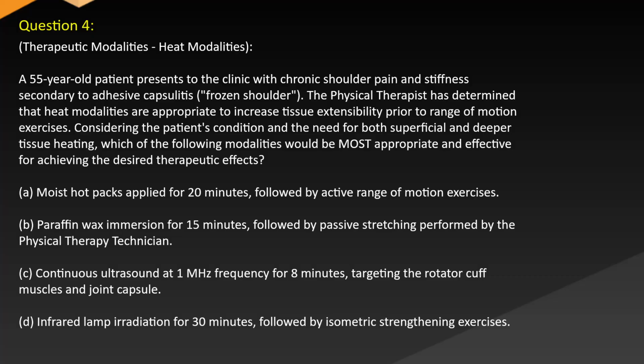A. Moist hot packs applied for 20 minutes, followed by active range of motion exercises. B. Paraffin wax immersion for 15 minutes, followed by passive stretching performed by the physical therapy technician. C. Continuous ultrasound at 1 MHz frequency for 8 minutes, targeting the rotator cuff muscles and joint capsule. D. Infrared lamp irradiation for 30 minutes, followed by isometric strengthening exercises.